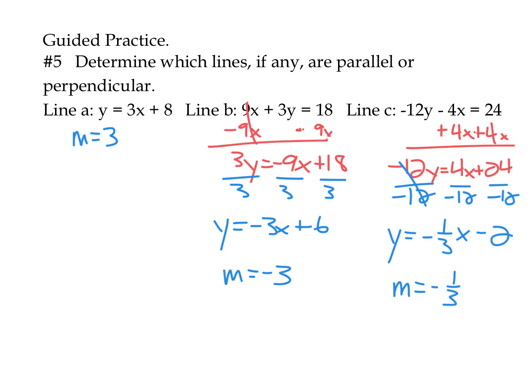So let's see if any of these are parallel. To be parallel, I have to have the exact same slope. So 3 and negative 3, not the exact same slope. One's a positive, one's a negative. We need them to be the exact same. And then we have negative 1/3. So none of these are the same slope.